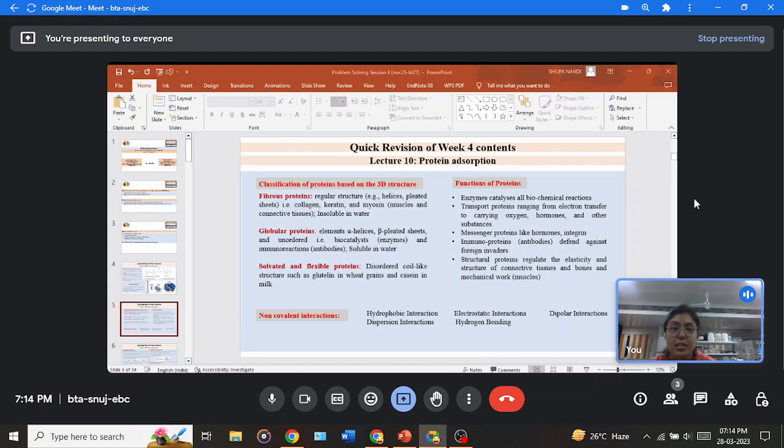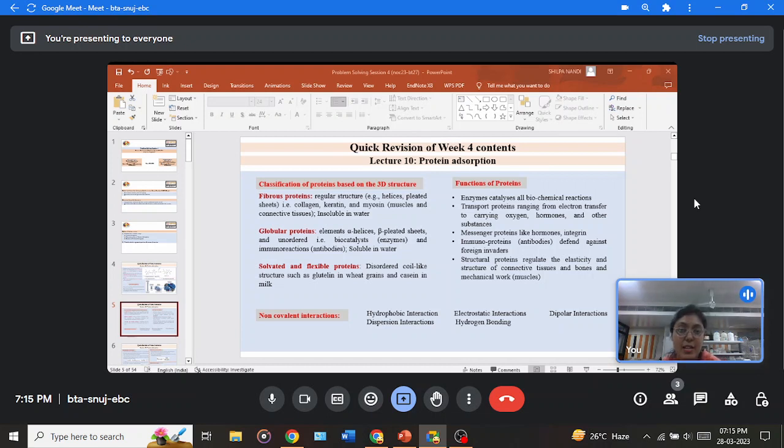We also discussed various functions of proteins. What are the various functions of proteins? We'll go through it very quickly. Proteins act as enzymes that catalyze all biochemical reactions. They also help in transporting, ranging from electron transfer to carrying oxygen, hormones and various other substances. There are also messenger proteins like hormones and integrins, and other immunoproteins such as antibodies. They defend against foreign invaders.